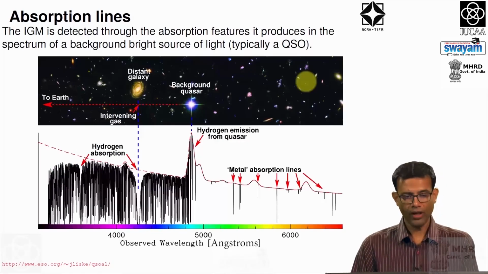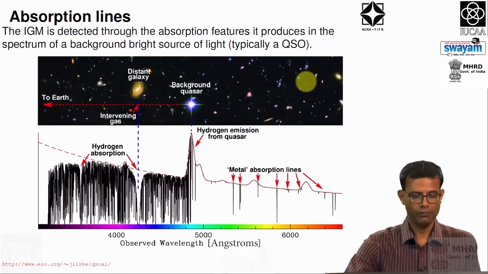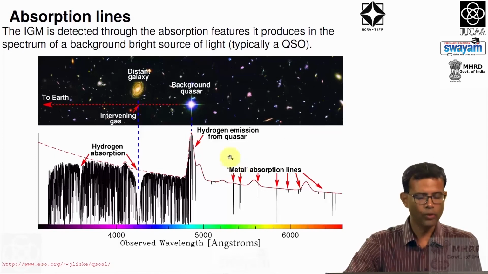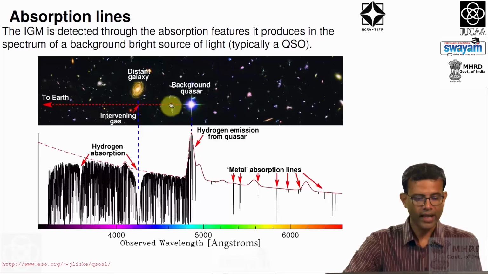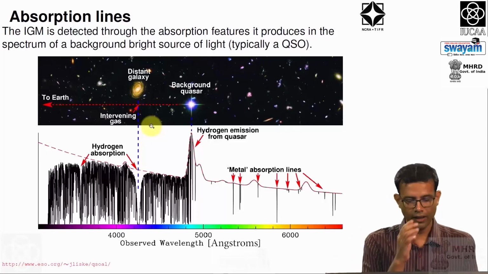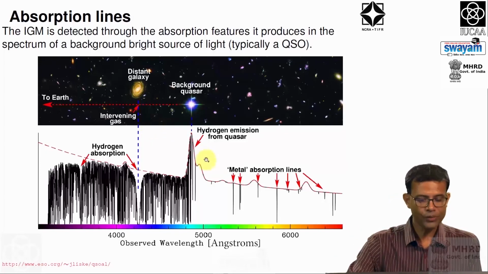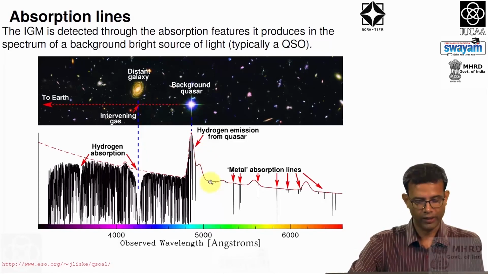One popular way of probing the intergalactic medium observationally is through what we call absorption lines in the spectra of a background source of light, for example quasars. So, we study quasar absorption lines. There is a background quasar, light is coming towards us, and while it is coming towards us, it passes through the intervening gas in the intergalactic medium, and that gas produces absorption signatures in the quasar spectra.